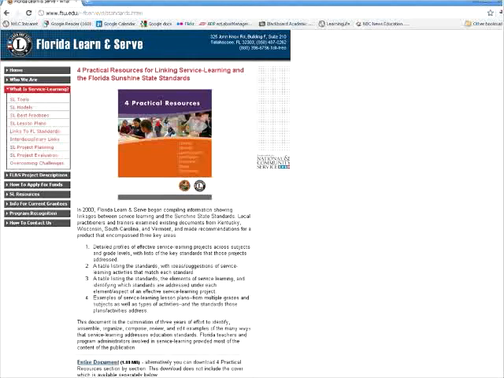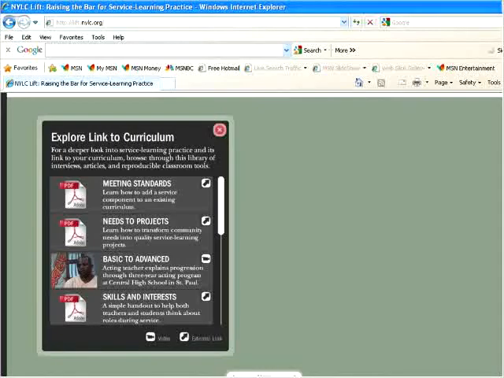Even though your own classroom standards or your own program standards might be different from the Florida State Standards, it can be a good source for generating ideas about how you can connect specific standards and specific grade levels to something your students might be able to accomplish. And so I really recommend looking at this resource at your own time.